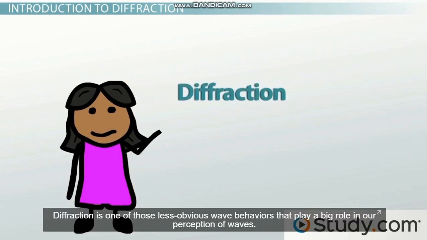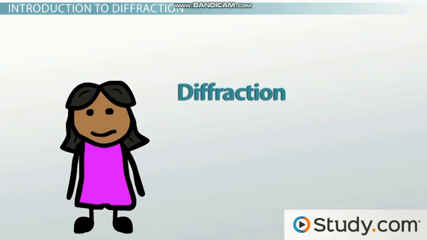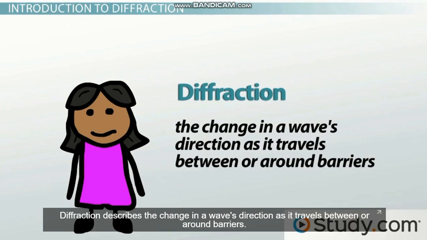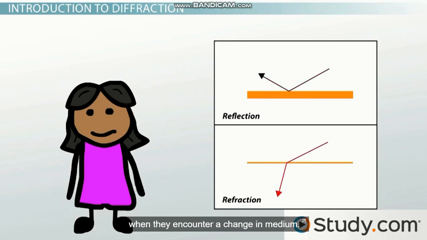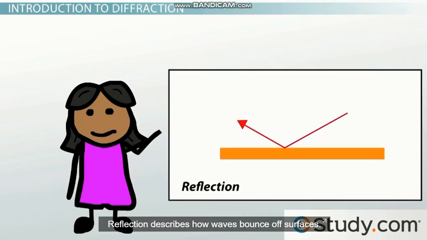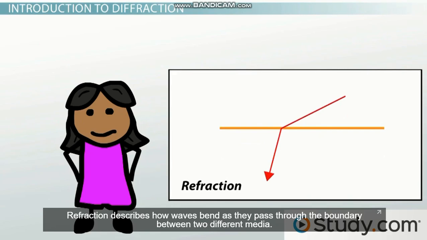Diffraction is one of those less obvious wave behaviors that play a big role in our perception of waves. Diffraction describes the change in a wave's direction as it travels between or around barriers. It's similar to reflection and refraction in that it involves a change in the direction of waves when they encounter a change in medium. Reflection describes how waves bounce off of surfaces. Refraction describes how waves bend as they pass through the boundary between two different media.